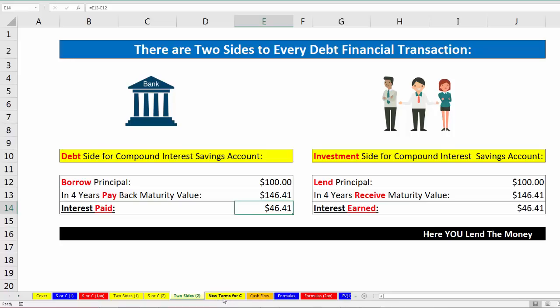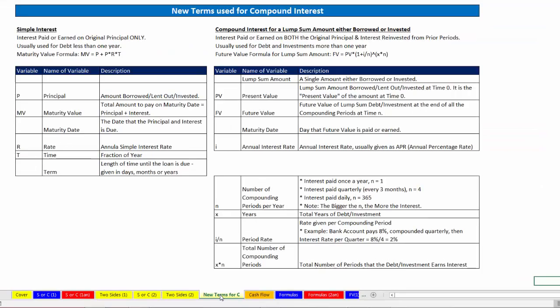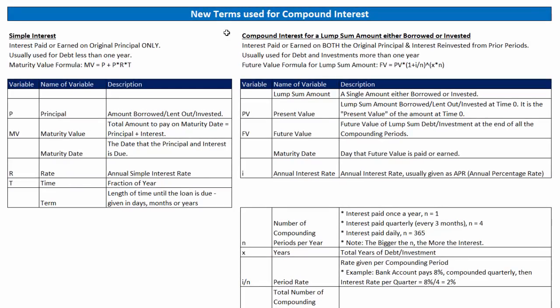Now, as we start to talk about compound interest and not simple interest, we got to talk about new terms. So I'm going to go over to the sheet New Terms for Compound Interest. On this sheet, we want to look at the terms for compound interest. Now, we'll compare and contrast the terms and variables we used for simple interest and compound interest. Now, for simple interest, we didn't use this term, but for compounding, we'll use this term, lump sum amount. That just means the single amount either borrowed or invested.